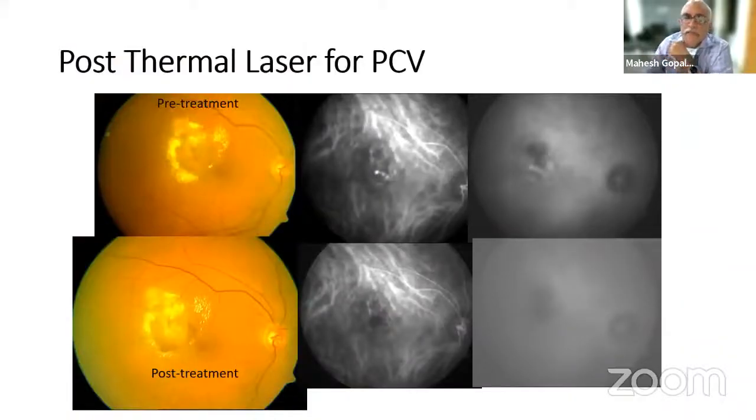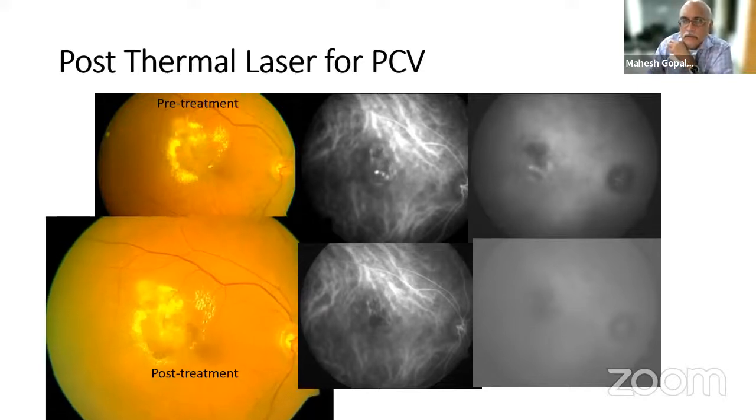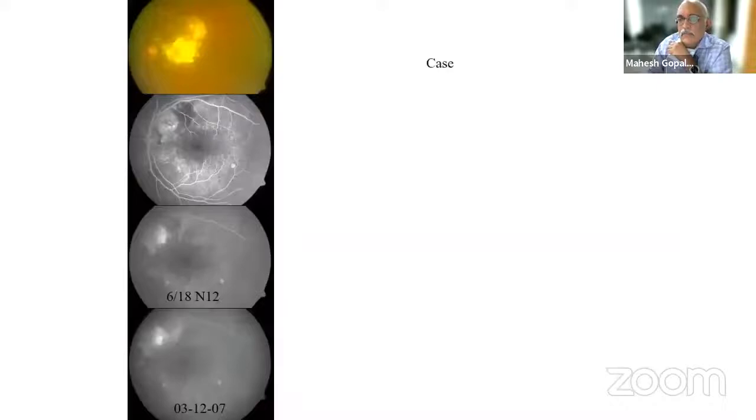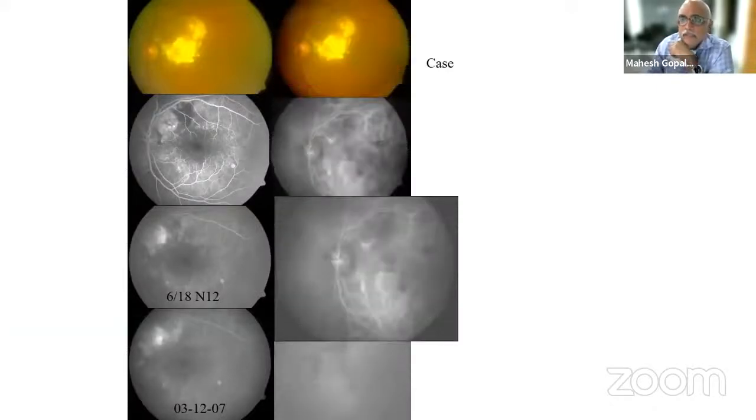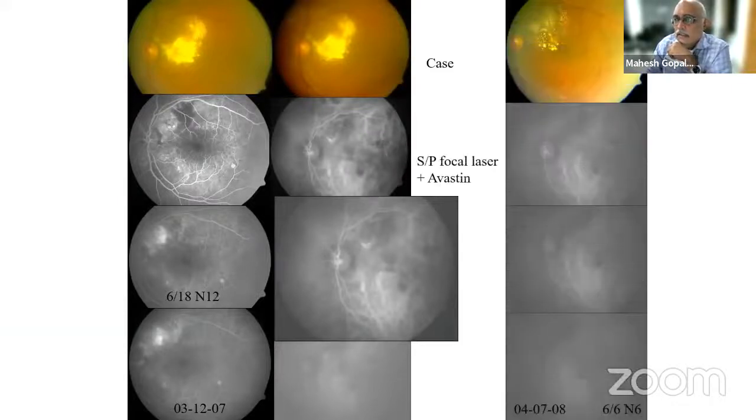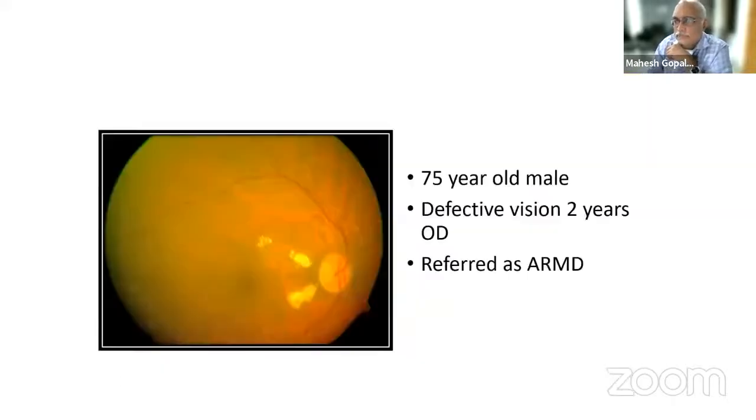ICG is very useful post-treatment, post-thermal laser. Here you can see the initial picture, pre-treatment, with a polyp in the extrafoveal, juxtafoveal area, and post-treatment ICG shows disappearance of the polyp. This is another case, a peripapillary polyp, and after injection and thermal laser the exudates have disappeared, and even the ICG follow-up shows disappearance of the polyp.